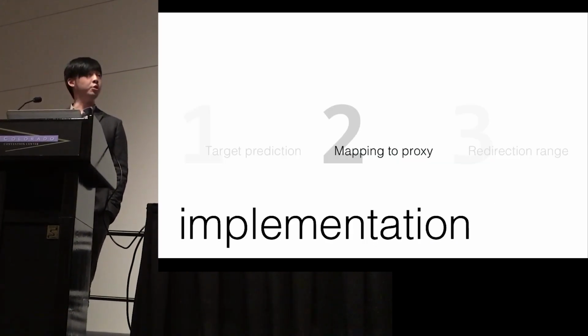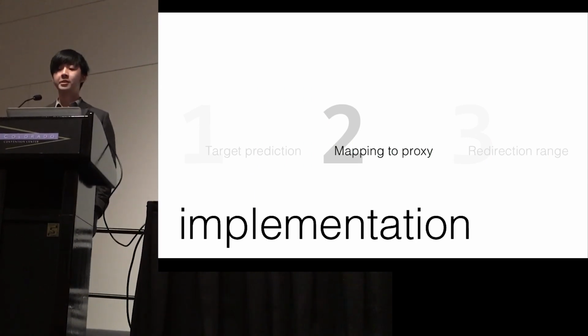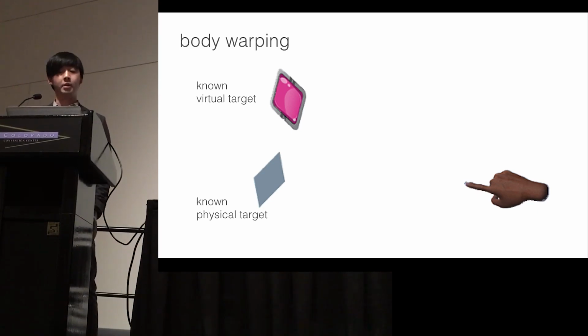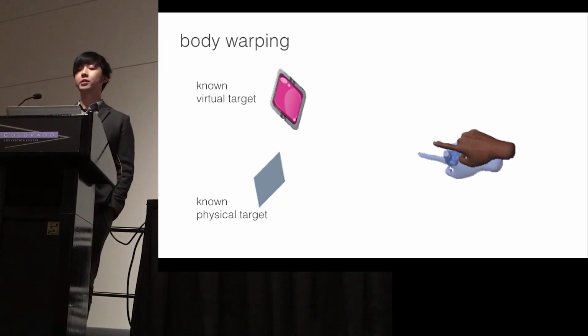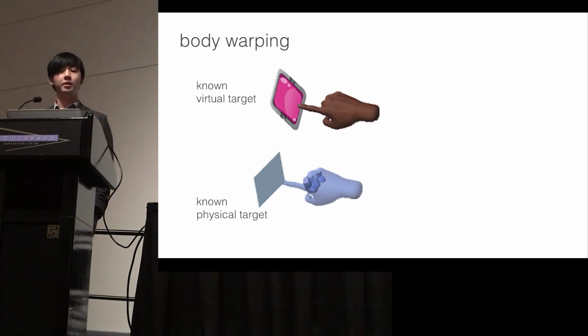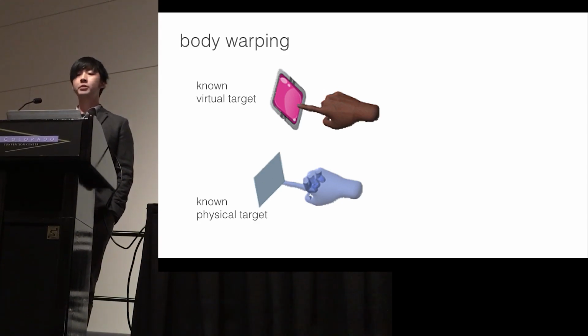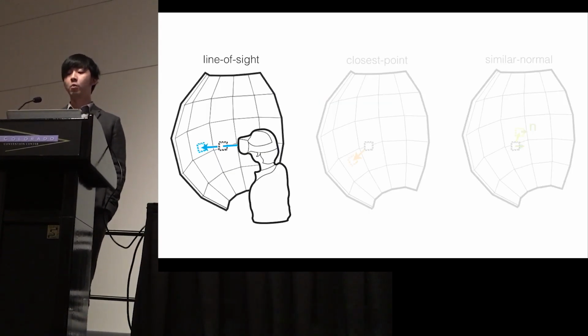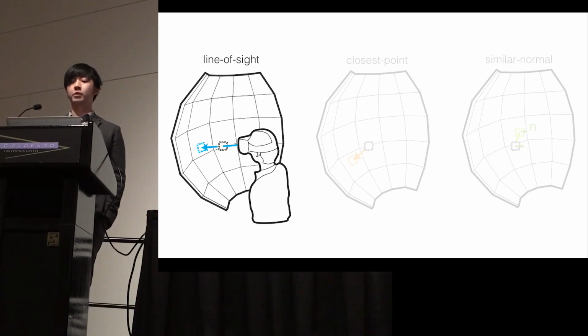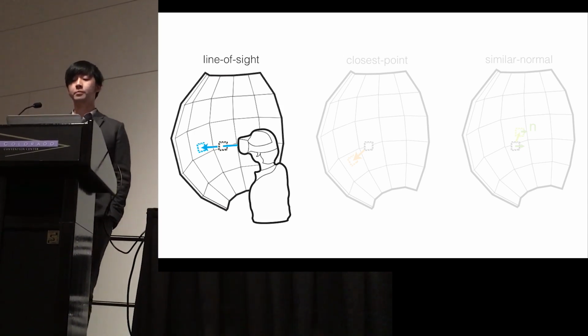Now, step 2, mapping to the proxy. Remember that the system has to know the position of both the virtual target and the physical target in order to do body warping. By our prediction, the system knows the virtual target, but where should the physical target be on the proxy? So we came up with 3 different ways to map the virtual target to a location on our proxy. The first one is called line of sight, which uses the point where the user's line of sight intersects with the physical prop. This strategy minimizes the angular offset between the virtual target and the physical location.